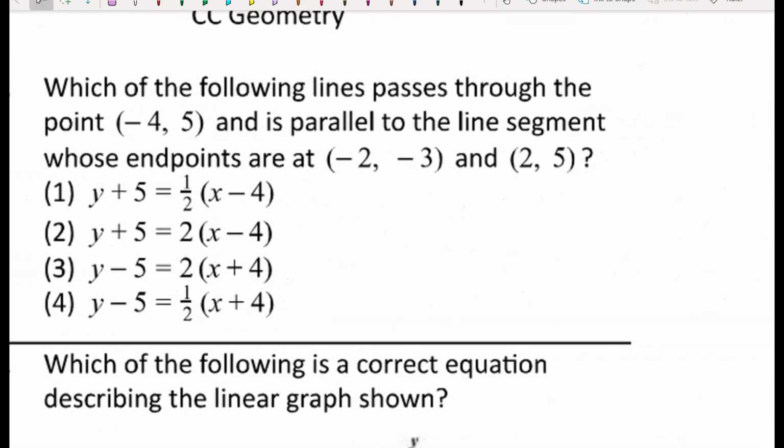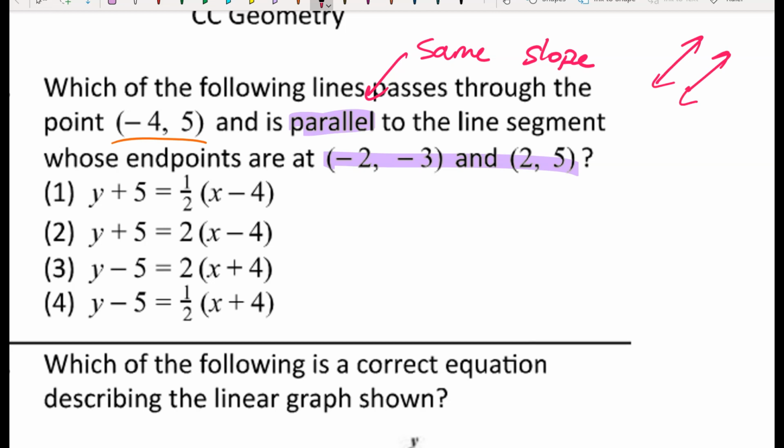For number 2, which of the following lines passes through the point -4, 5 and is parallel to the line segment whose endpoints are there? Well, first thing you got to remember is that parallel lines have the same slope. Right? Those are two lines that look like that, and they have the same steepness. I could count the slopes for both those. Now, it says it's parallel to a segment that has these endpoints.